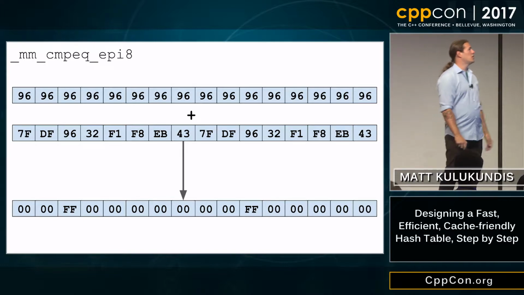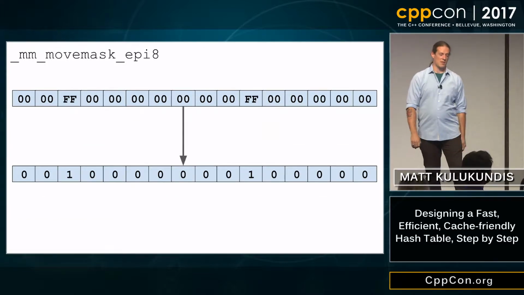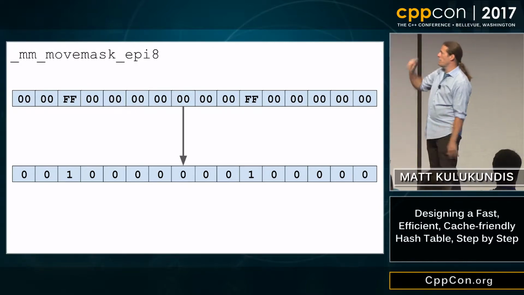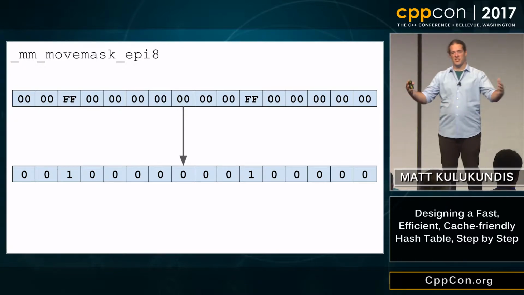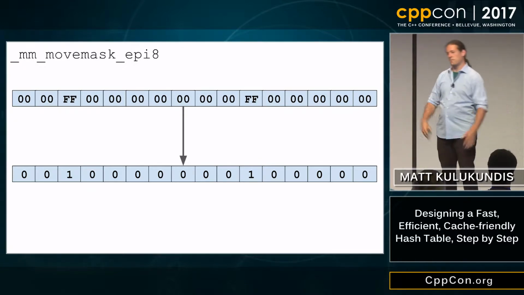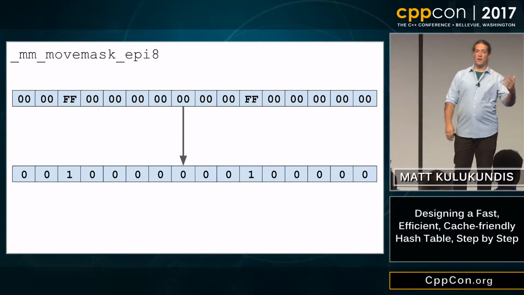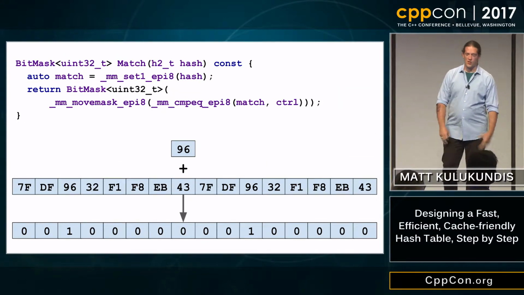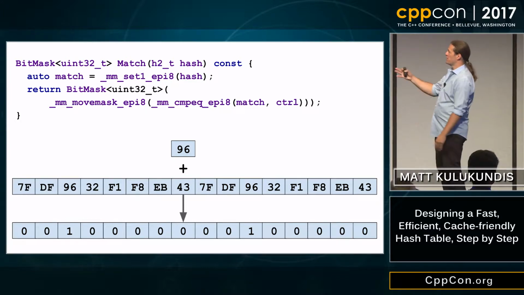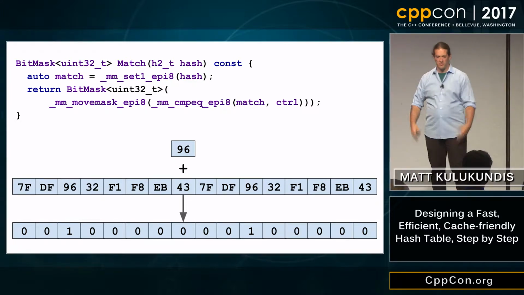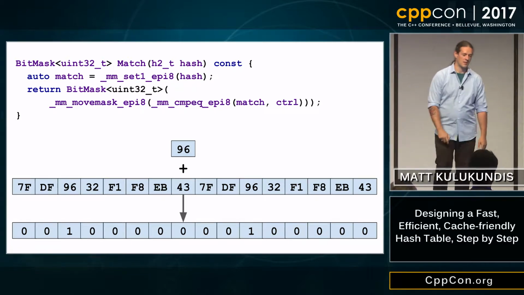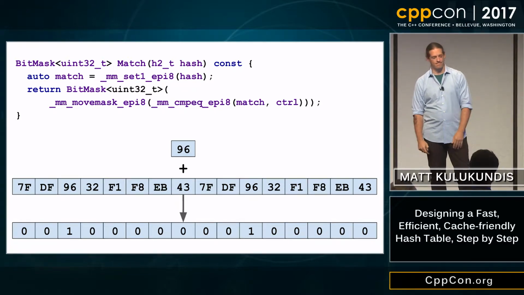So there we are, CMP EQ EPI8. Move mask EPI8 takes our big 128-bit thing and just squishes it. Takes the high bit of each byte and gives us a 16-bit thing that has zeros where they didn't match and ones where they do match. Also known as a bit mask, telling us which of our 16 control bytes had the proper H2 hash. So if we put these instructions together, we get this nice thing that says, given an H2, give me the bit mask for everyone that matched. It's kind of awesome, and it's like 3 instructions. You get like 16 probe length in 3 instructions. It's amazing. Like I said, Sanjay and Jeff Dean are brilliant.